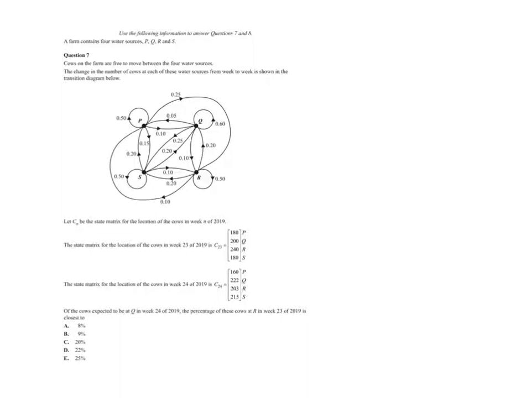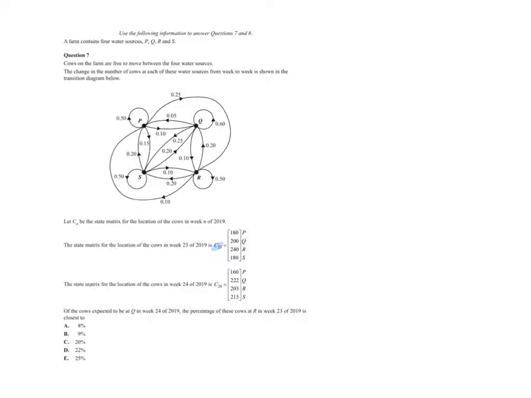Question 7. So these questions are related, 7 and 8. So question 7: cows on a farm are free to move between 4 water sources. The change in the number of cows at each of these water sources from week to week is shown in the transition diagram. Let Cn be the state matrix for the location of cows in week n of 2019. The state matrix for the cows in week 23 is given, and the state matrix for the location of cows in week 24 is given.